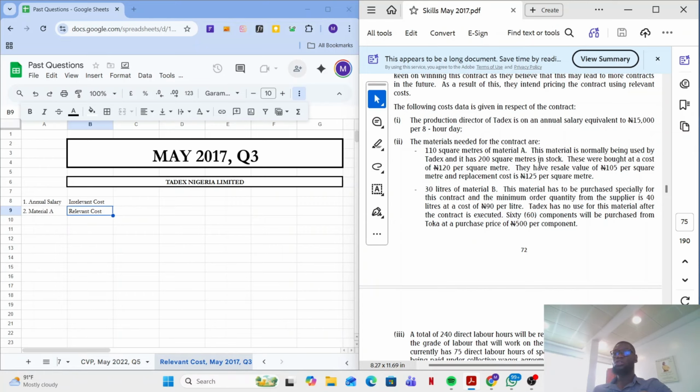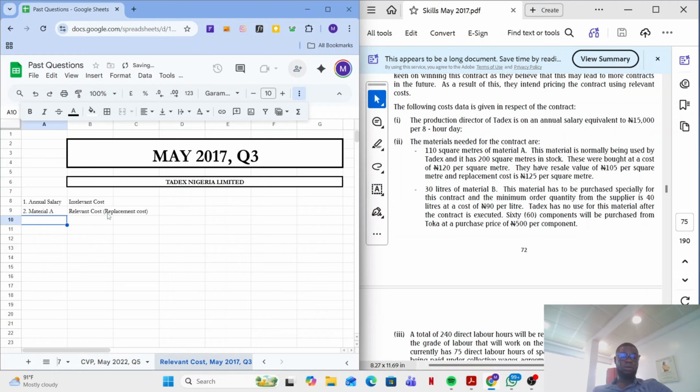I take it again. The only point where you start to consider resale value as a relevant cost is when the material is not regularly used. If it's not regularly used, that means you could have sold it, and that's what makes the resale value a relevant cost. And then the replacement cost, of course, is the relevant one here. I'm just bringing this out so that you can know how to attempt this kind of question.